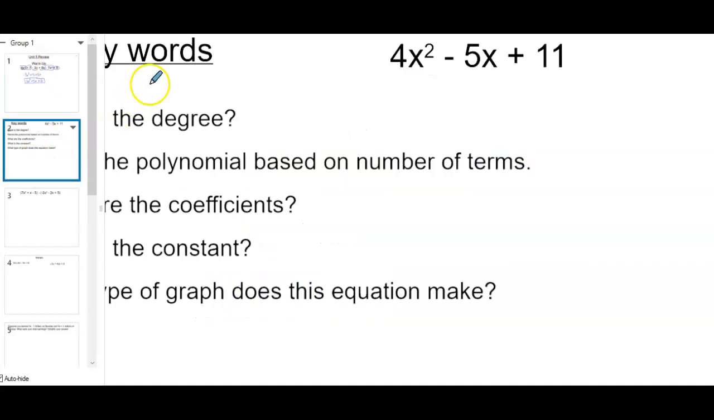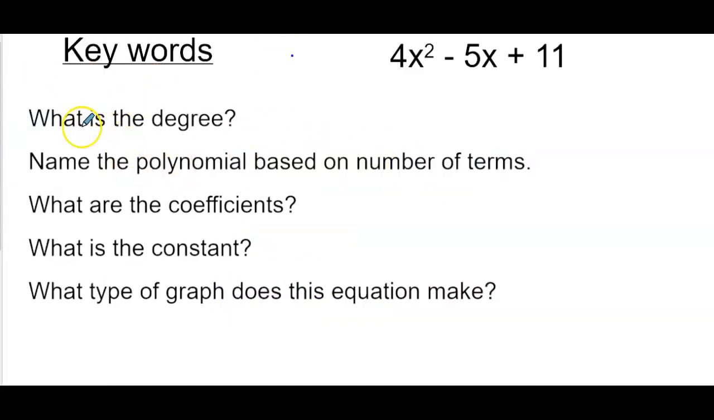Let me get to the next question. All right, so now some work on keywords or vocab that you need to know. The degree is the highest exponent, so the highest exponent is 2. Name the polynomial based on the number of terms. Remember, terms are separated by plus or minus signs. So I see a minus sign here and a plus sign there. That means there are 1, 2, 3 terms. If there are 3 terms, that is called a trinomial.